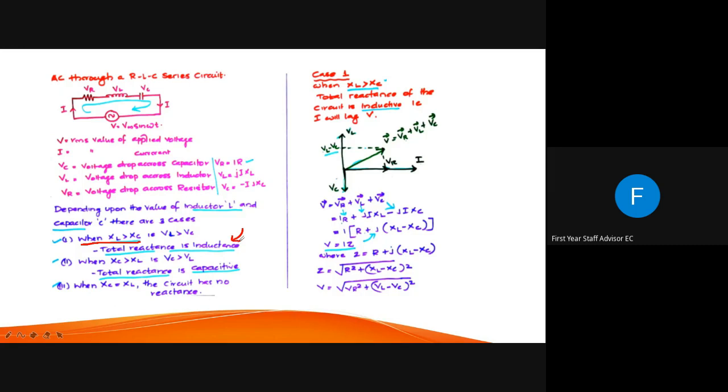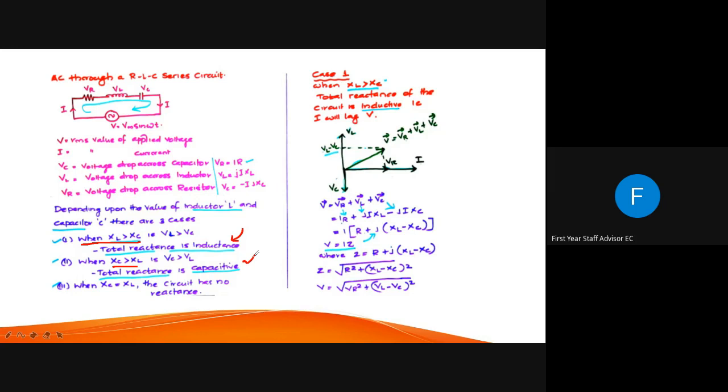Resistor is there, okay. We are not discussing the resistor. It will show resistive property, that is default. I'm keeping it aside. When inductive reactance is greater than capacitive reactance, the circuit behaves like an inductive circuit. And I have a second case where capacitive reactance is greater than inductive reactance. So there the circuit behaves like a capacitive circuit.